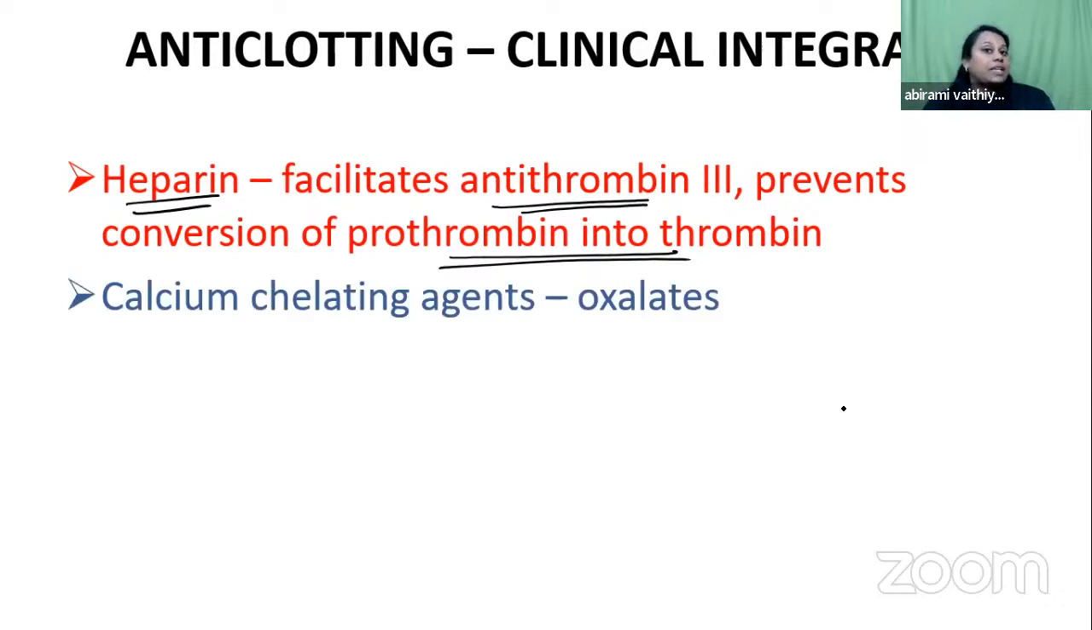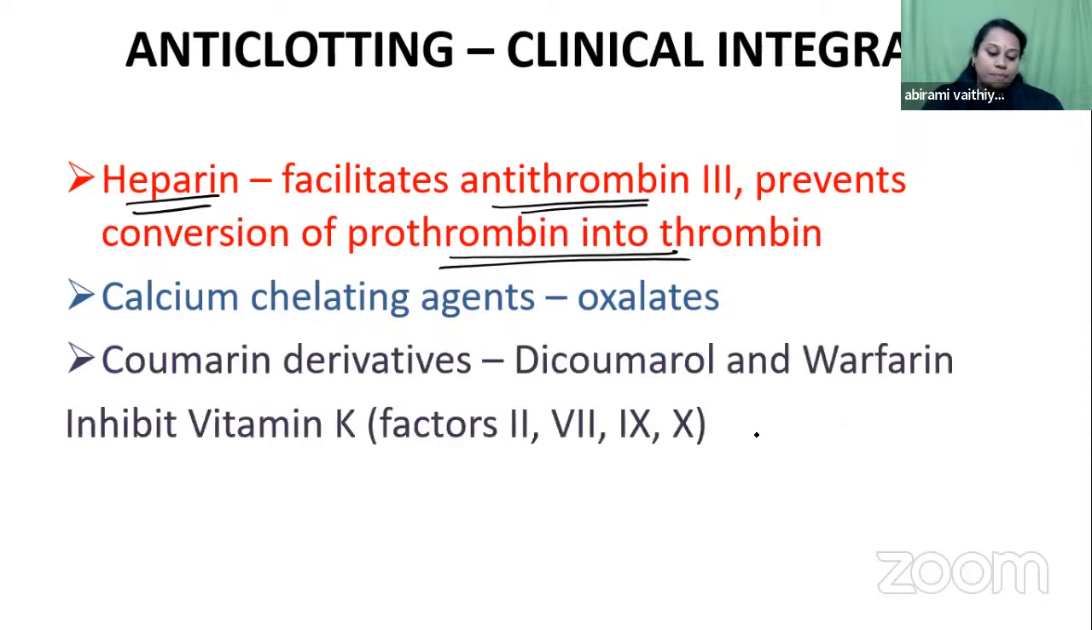What are the other anti-clotting drugs that you use? Calcium chelating agents, oxalates. We usually add oxalates in blood banks, blood bags. When you store the blood, as a preservative, you can add oxalates. Oxalates, they will chelate calcium. They will take away the calcium. If calcium is not there, clot cannot be formed. So oxalates, by removing the calcium, by chelating the calcium, they are preventing the clot formation.